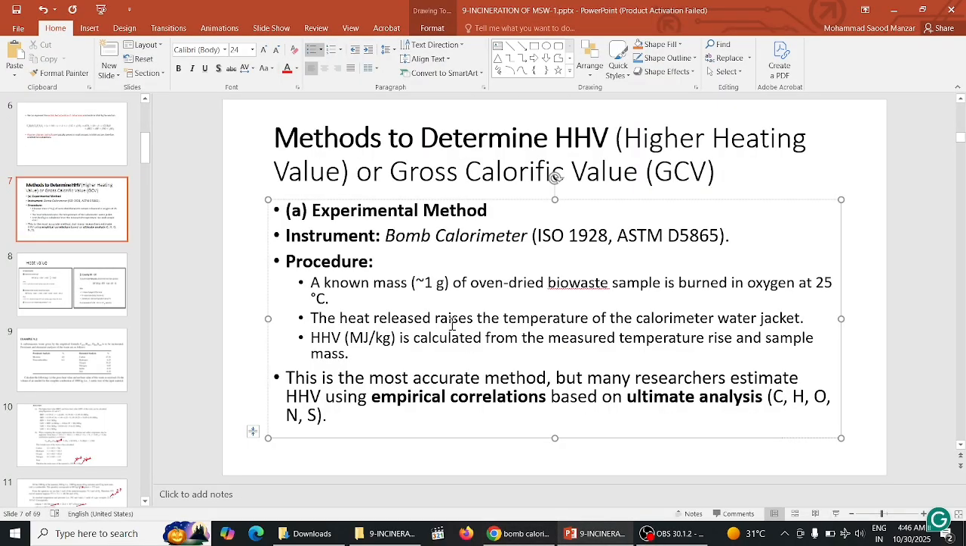Now the higher heating value is calculated from the measured temperature rise and sample mass. This is the most accurate method, but most investigators calculate the HHV, or higher heating value, using empirical correlations based on the ultimate analysis, which we call elemental analysis, of the waste. So usually it is carbon, hydrogen, oxygen, nitrogen, sulfur.